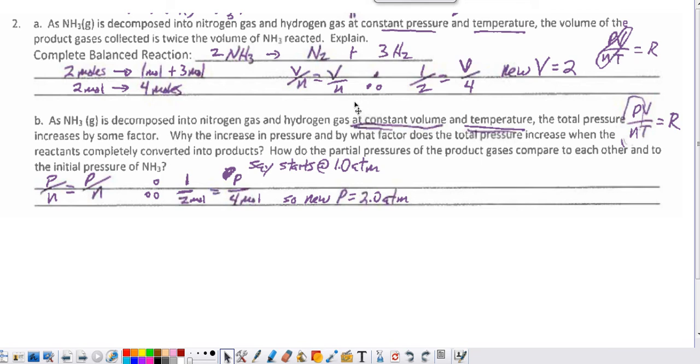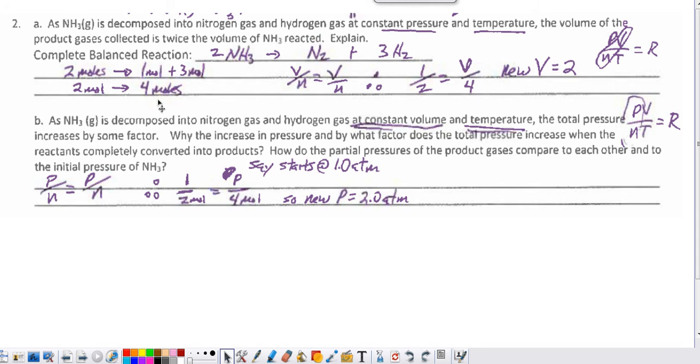So I wrote, I need to think about volume over moles when I do this. Well, how would the moles change? The moles go from 2 moles, the reaction occurs, and now makes 1 mole and 3 moles. So it goes from 2 moles to 1 mole and 3 moles. Well, that's really saying it goes from 2 moles to 4 moles.